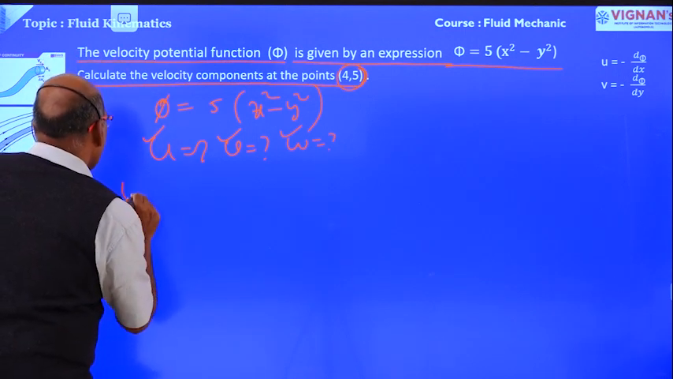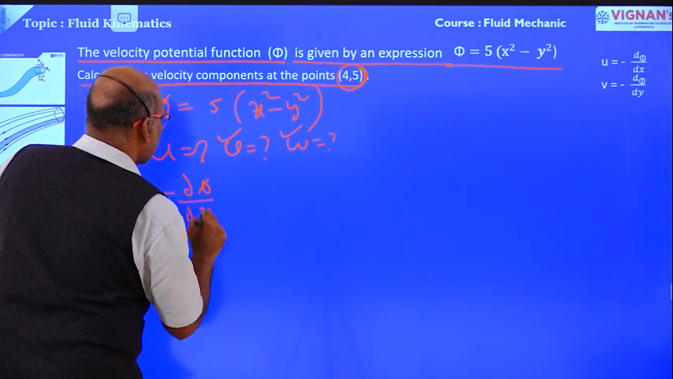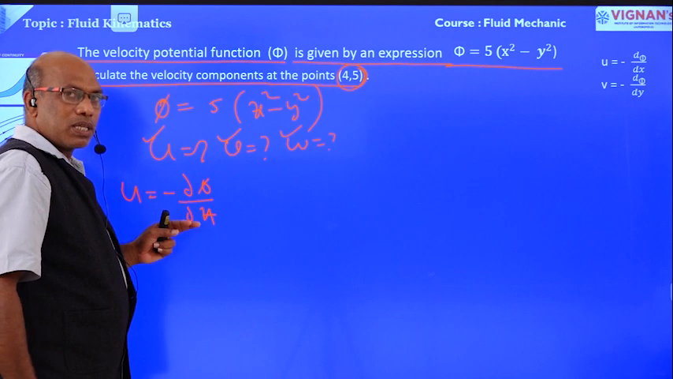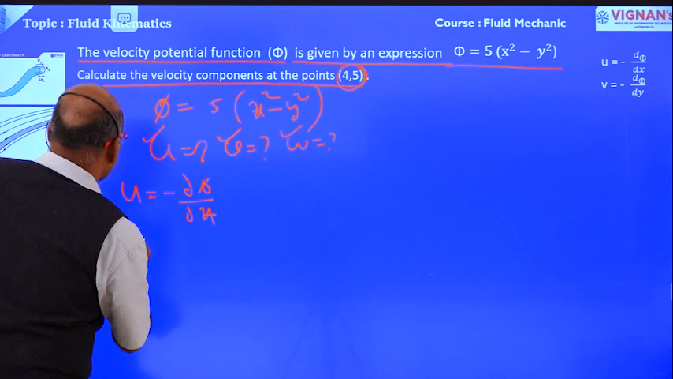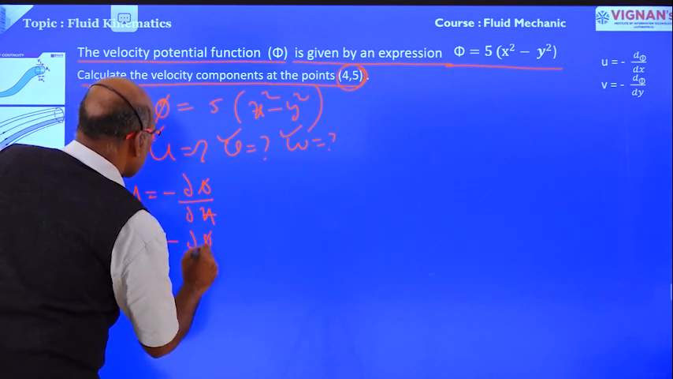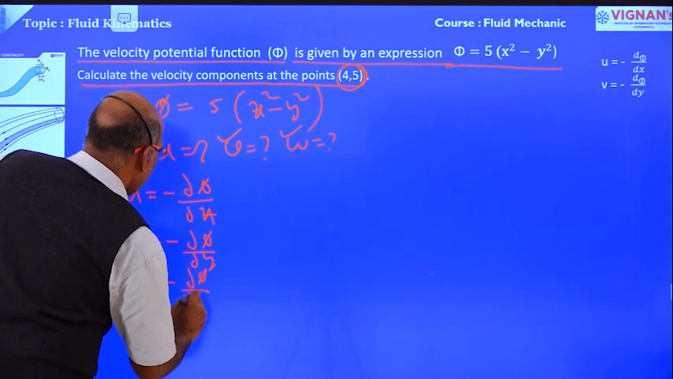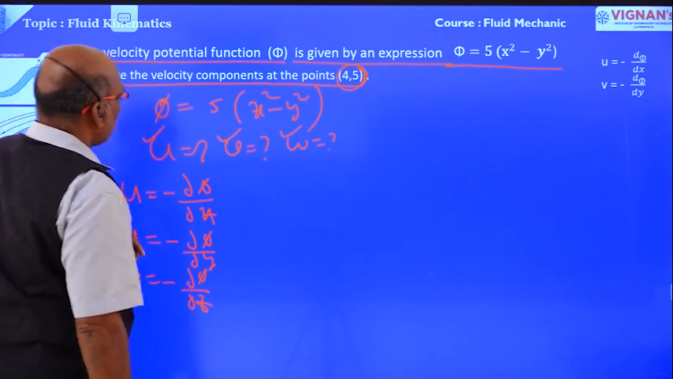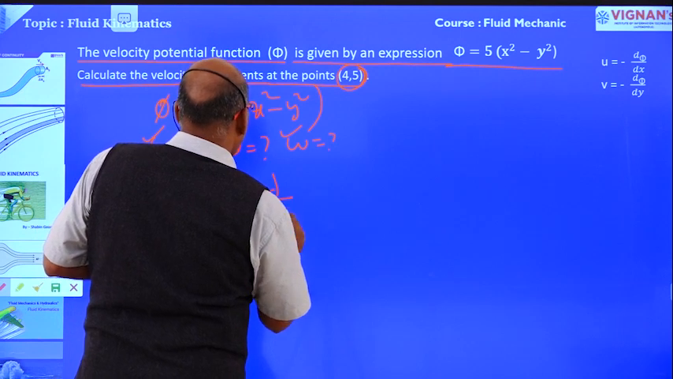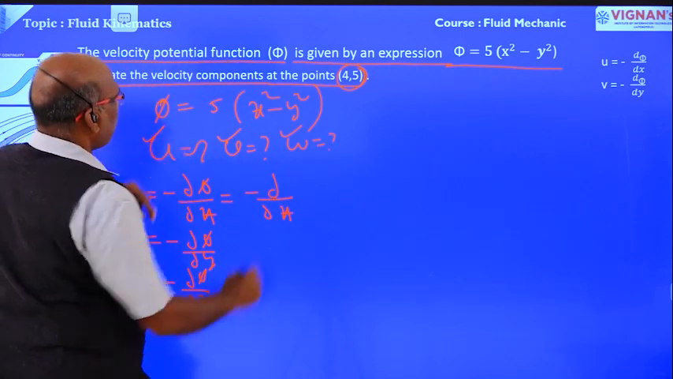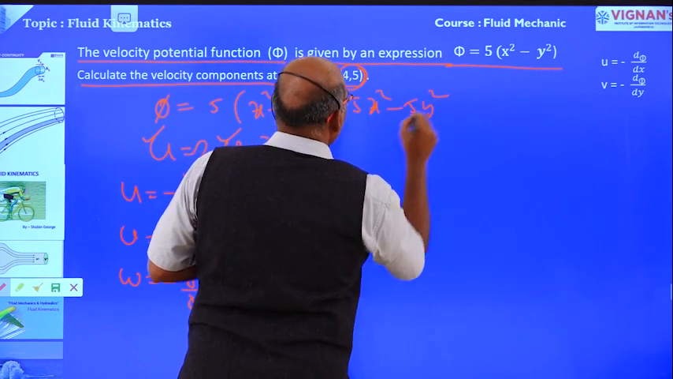That is, velocity u is equal to minus dou phi by dou x. This is based on the definition of the velocity potential function. u equal to minus dou phi by dou x, v is equal to minus dou phi by dou y, and w is equal to minus dou phi by dou z. Right? First we are going to determine u, minus dou by dou x of phi. The phi value is equal to 5x square minus 5y square.